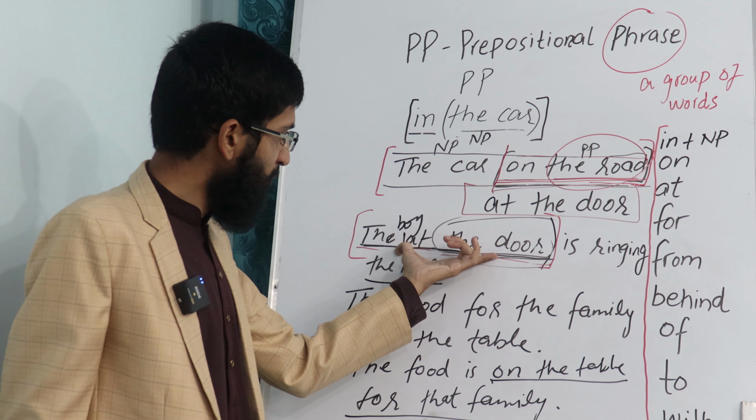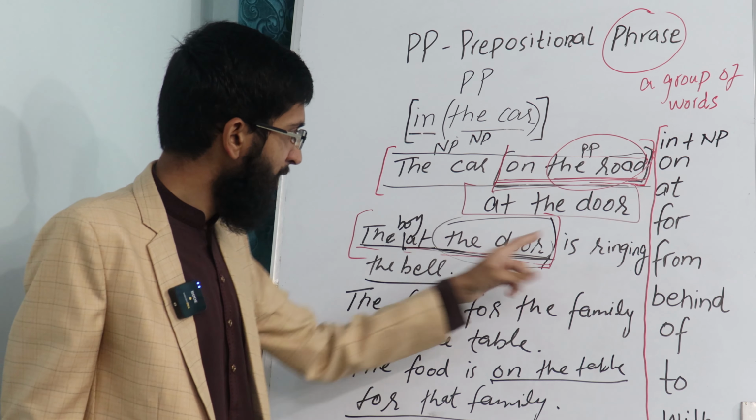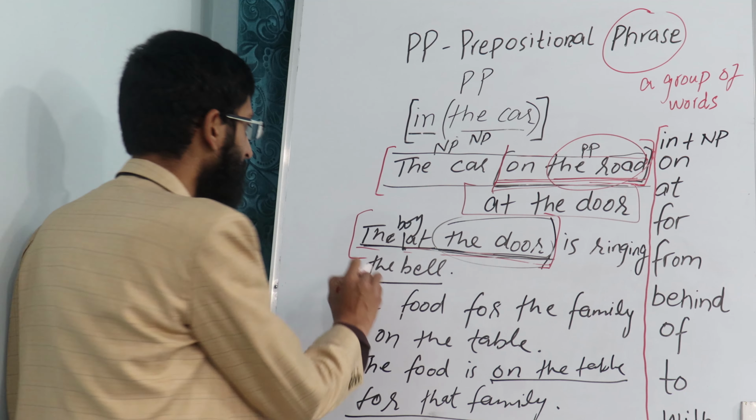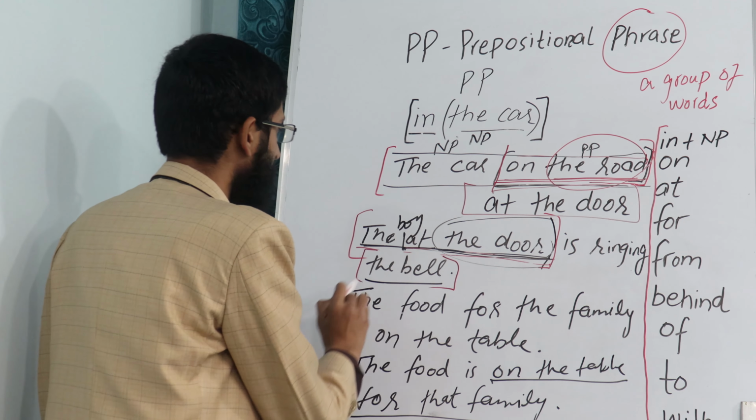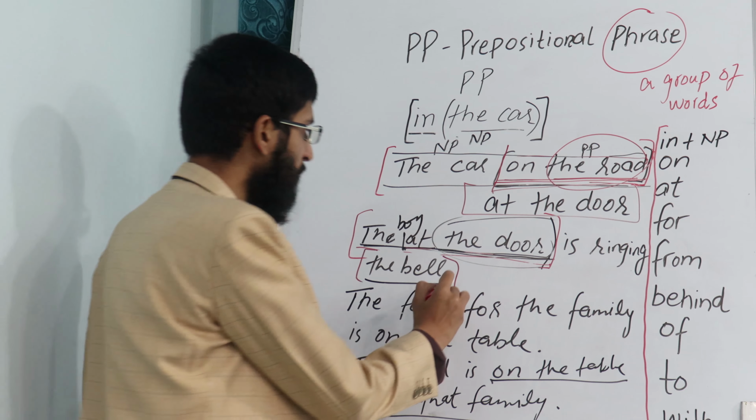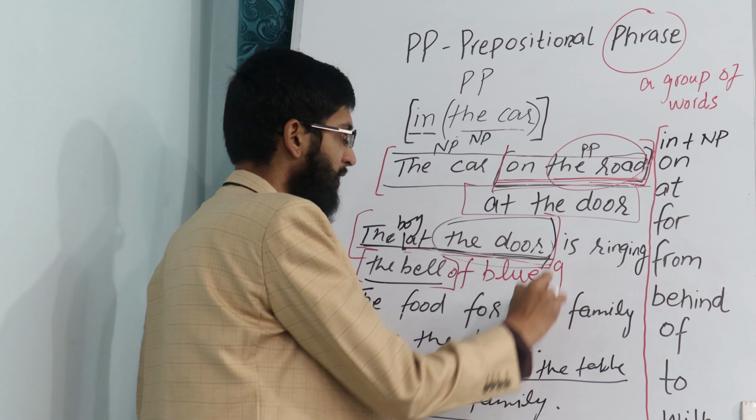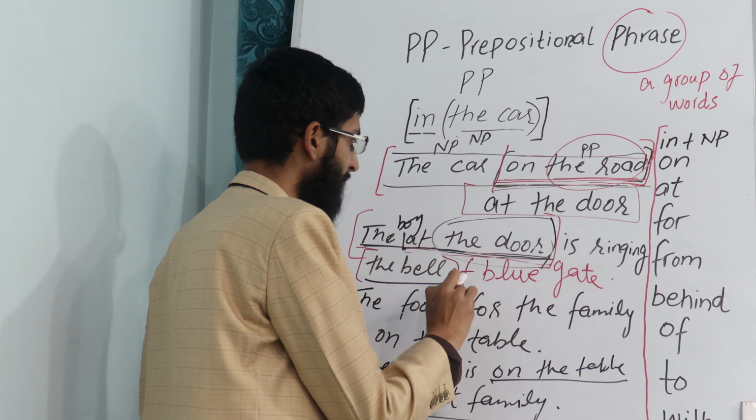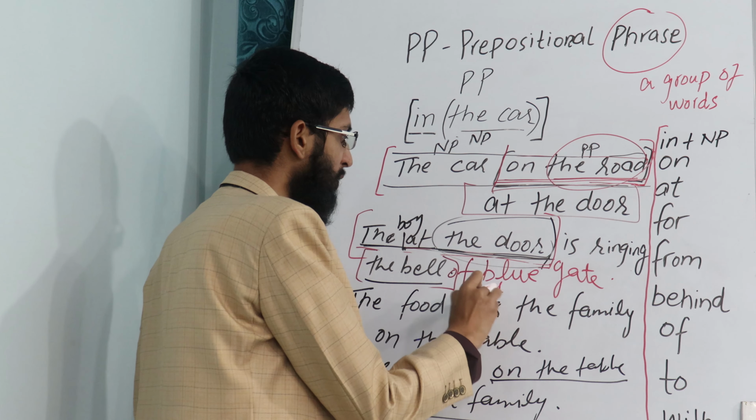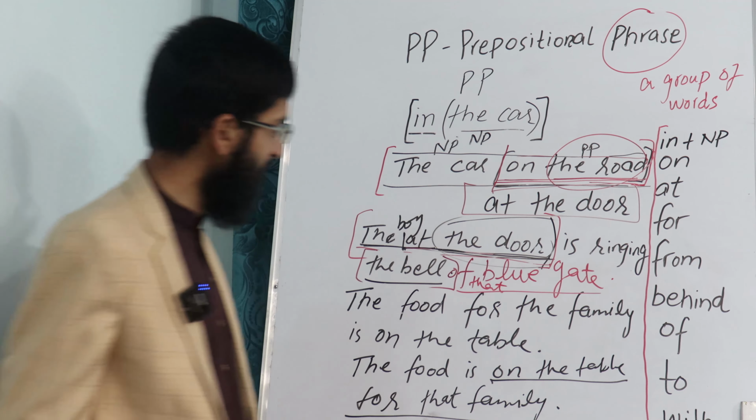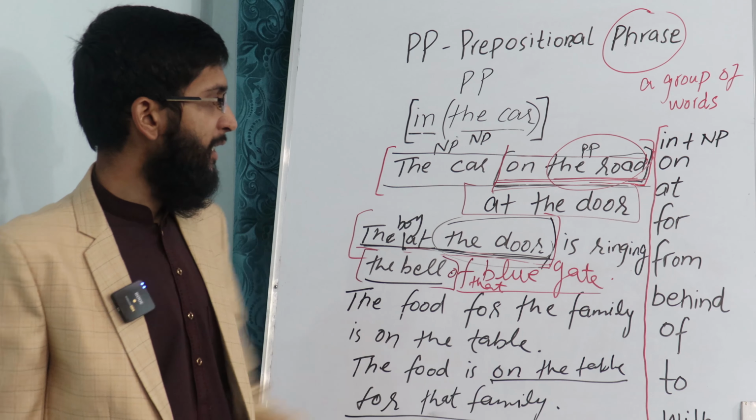Subject, what is he doing? He's ringing the bell. The bell is again a noun phrase. The bell of blue gate. The bell of that blue gate. That blue gate, this whole is a prepositional phrase. The bell of that blue gate.